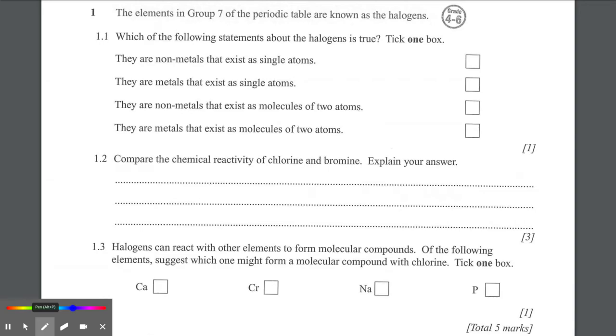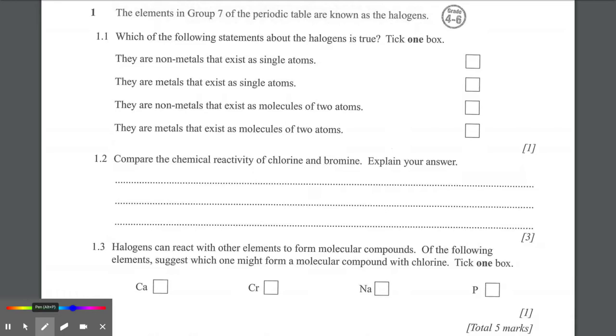Okay, so I'm going to look at the Group 7 elements section this time. First up is question 1. The elements in Group 7 of the periodic table are known as the halogens. So we're looking at fluorine, chlorine, bromine, iodine, and astatine down at the bottom. And it's asking us to tick which of the following statements is correct in the first instance.